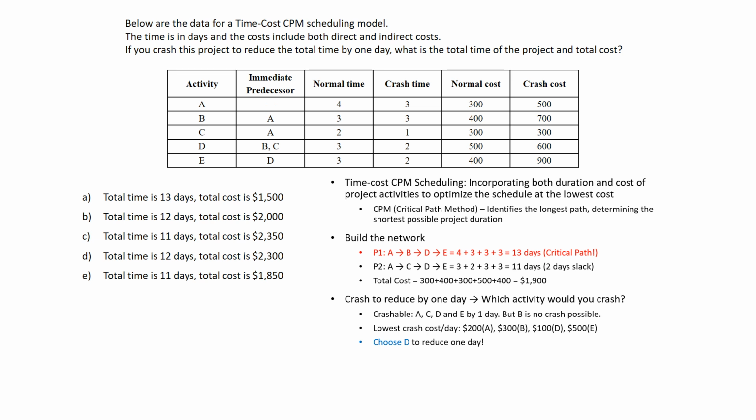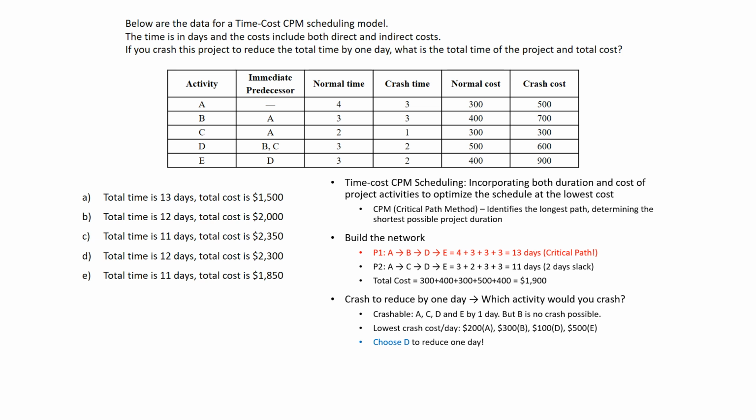But which activities would you choose to do it at the lowest cost? Crash cost per day is $200 at A, 300 at B, 100 at D, and 500 at E. Because the lowest crash cost per day is activity D, let us choose D.